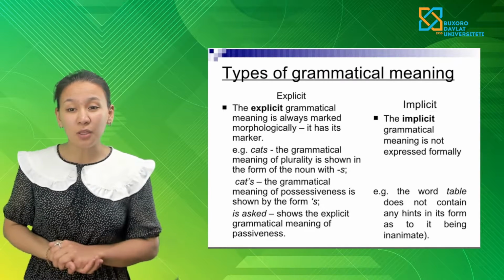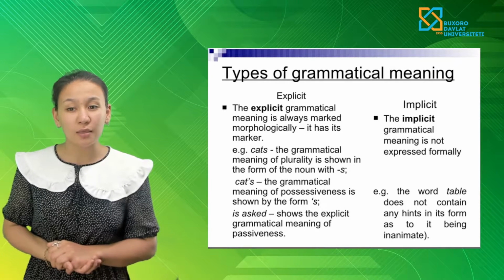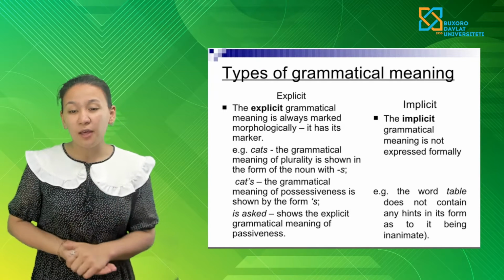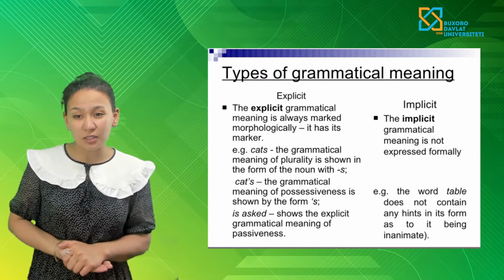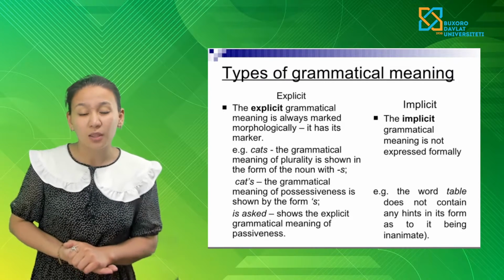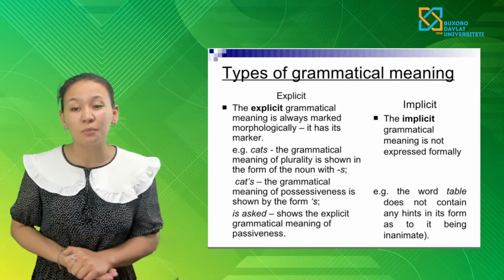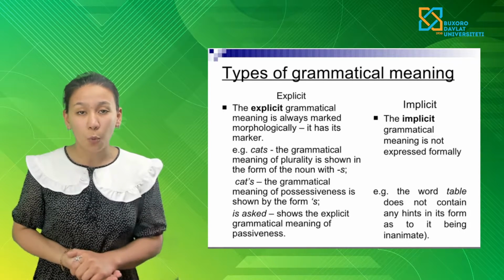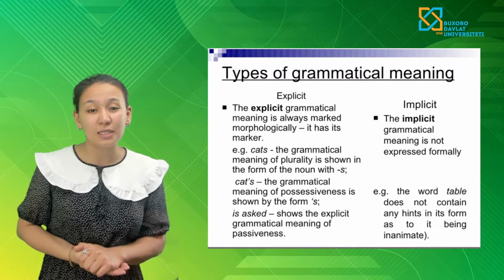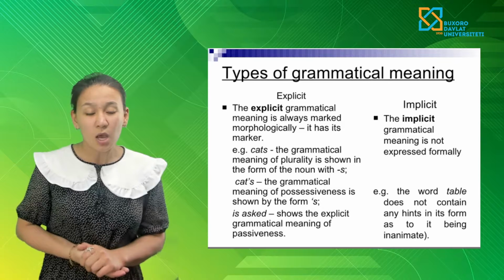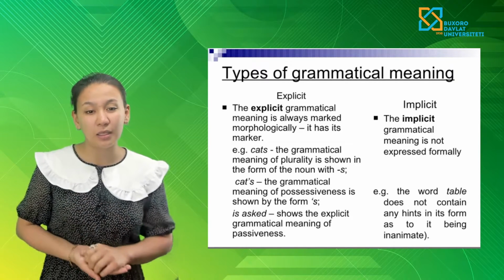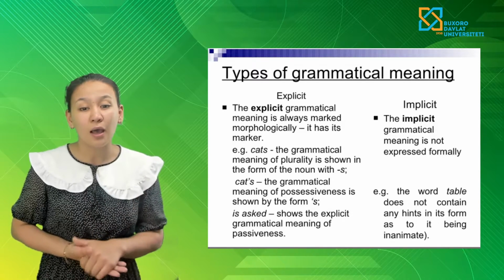The grammatical meaning of plurality is shown in the form of the noun with the s. Cats' with apostrophe: the grammatical meaning of possessiveness is shown by the apostrophe s, as in Oscar's. That shows the explicit grammatical meaning of possessiveness. The next one is implicit meaning. The implicit grammatical meaning is not expressed formally. For example, the word table doesn't contain any hints in its form as to it being inanimate.